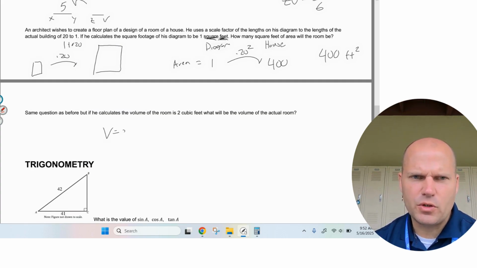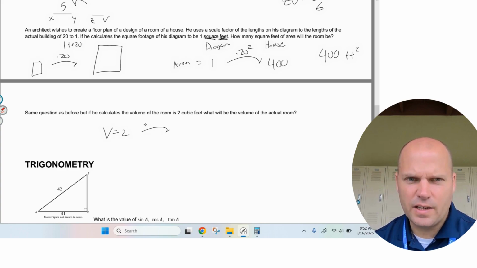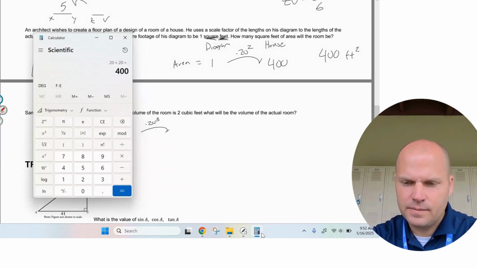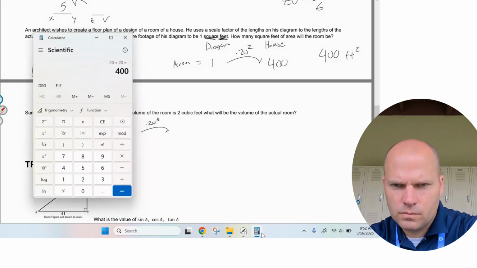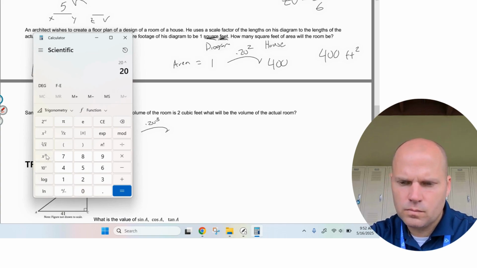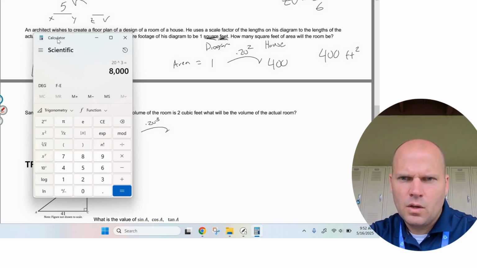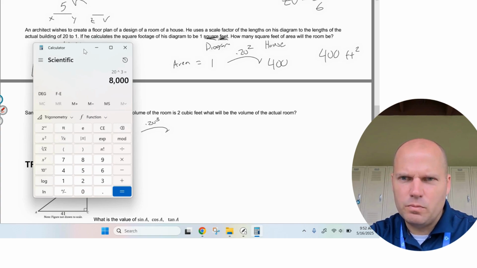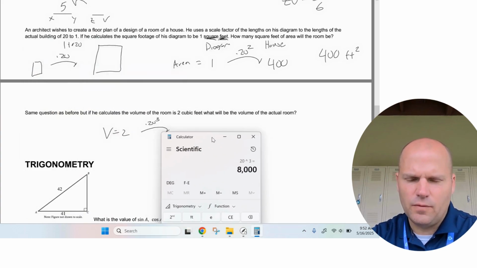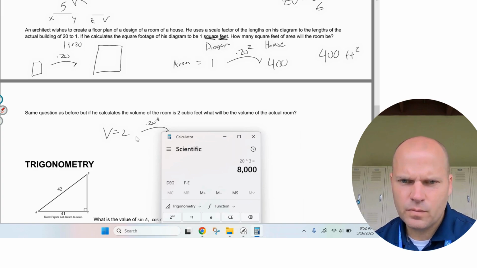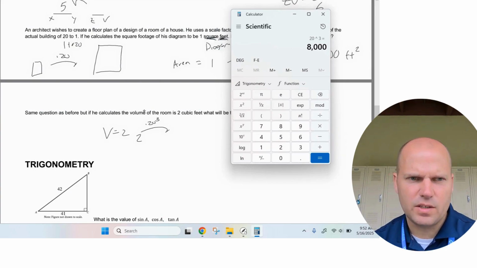If the volume is 2 cubic feet, then times 20 cubed. So we go from a volume, maybe we got tall ceilings, of 2 to a volume of 16,000 cubic feet.